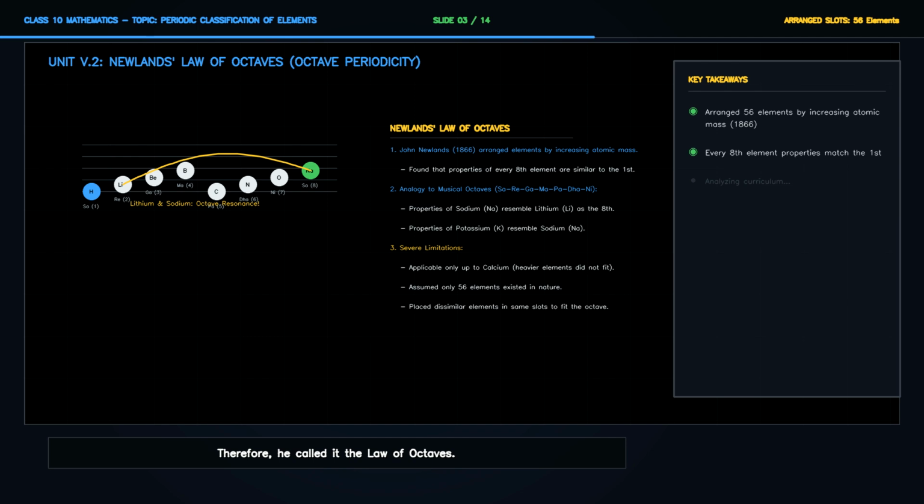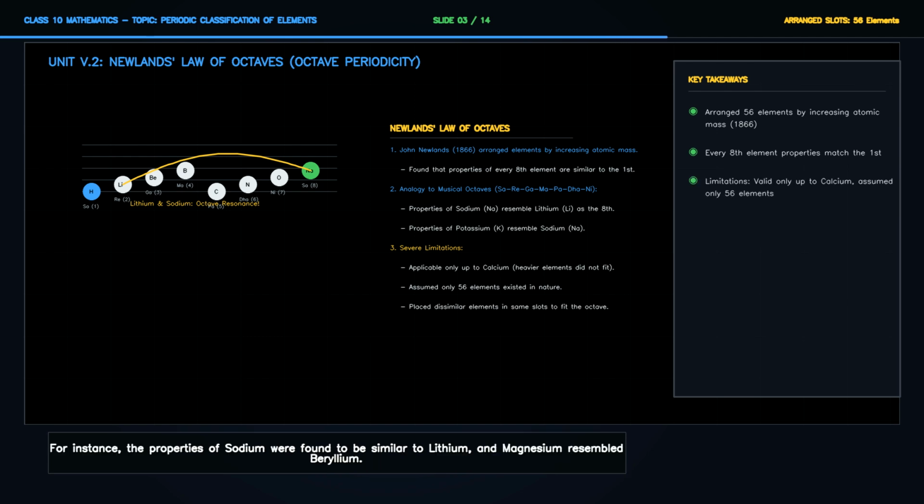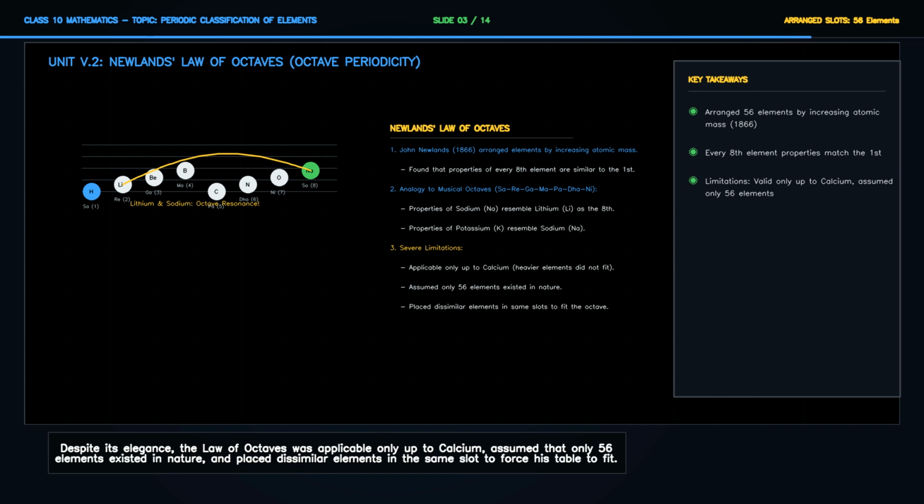For instance, the properties of sodium were found to be similar to lithium, and magnesium resembled beryllium. Despite its elegance, the law of octaves was applicable only up to calcium, assumed that only 56 elements existed in nature, and placed dissimilar elements in the same slot to force his table to fit.